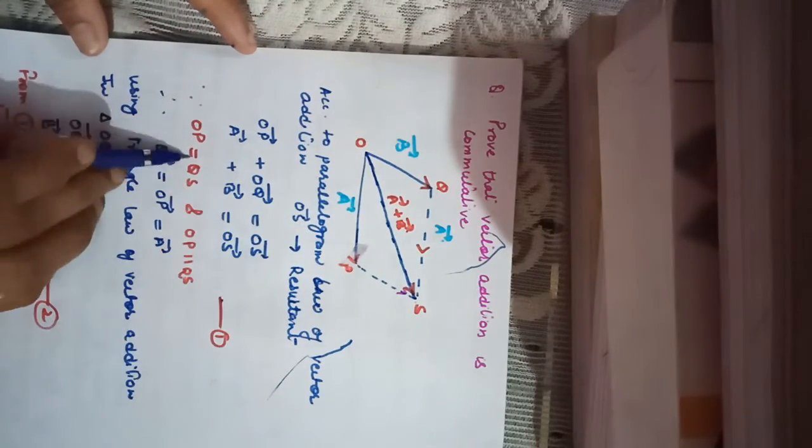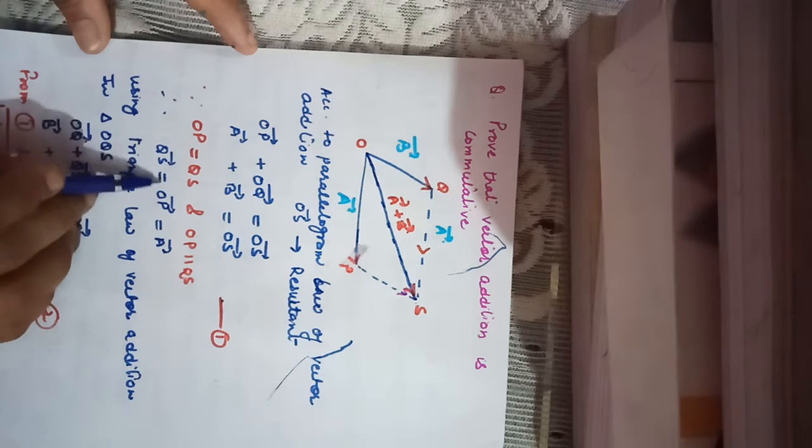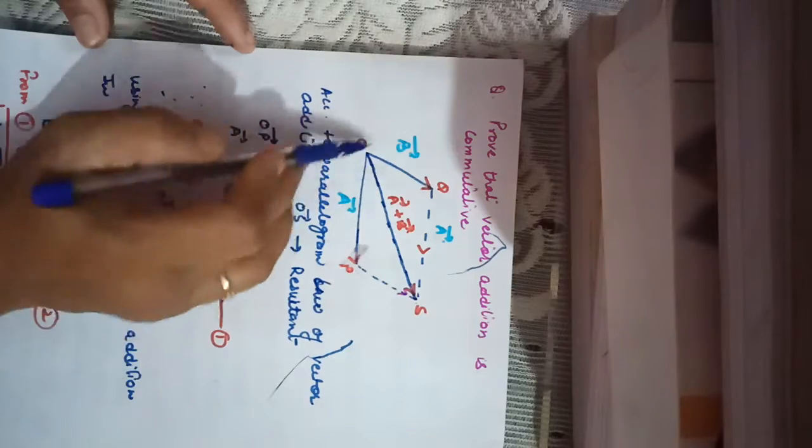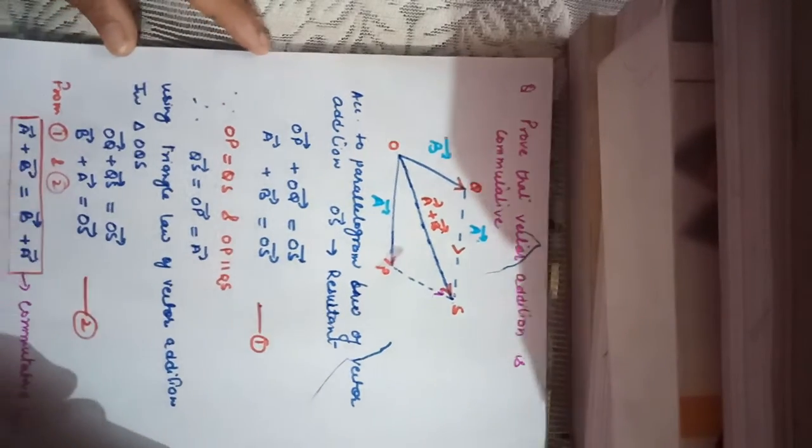Now I have told you that this QS vector is equal to OP and parallel to OP also. So OP is equal to QS and OP is parallel to QS. So QS is equal to OP vector, meaning A vector.